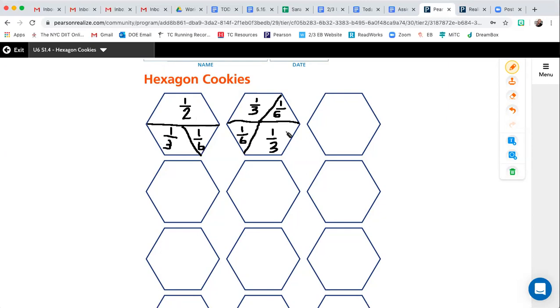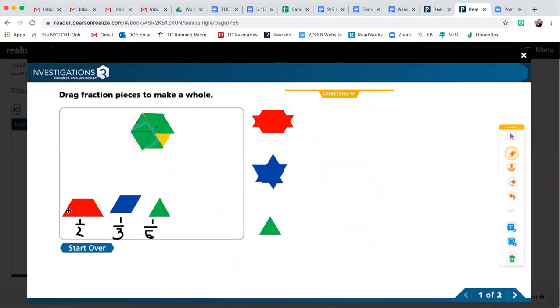So if you need a reminder of what the shapes look like, I suggest going back into the video. I'll give you a little reminder here. Remember, our 1/2 is this red pattern block. Our 1/3 is this blue pattern block. And the 1/6 is this green pattern block.